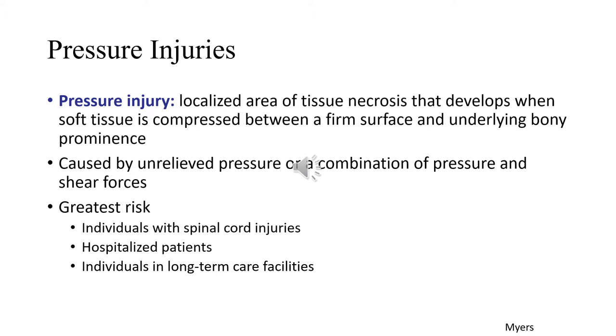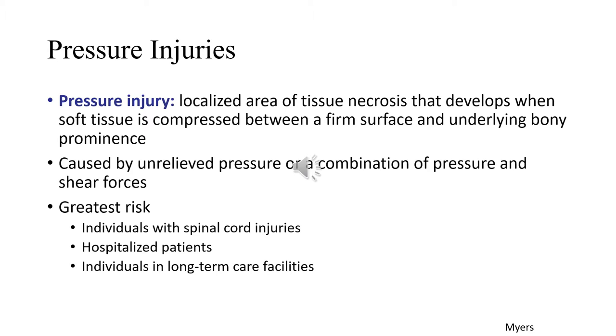As we touched on previously, pressure injuries are a localized area of tissue necrosis or tissue death that develops when the soft tissues between the skin surface and an underlying bony prominence are compressed or have other mechanical forces like shear occur, and they start to break down, become ischemic, and die.